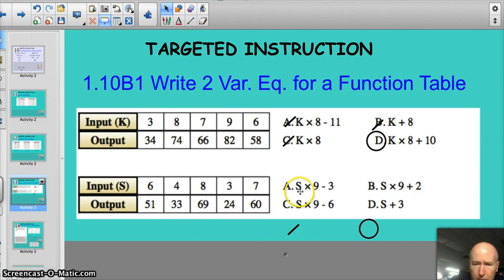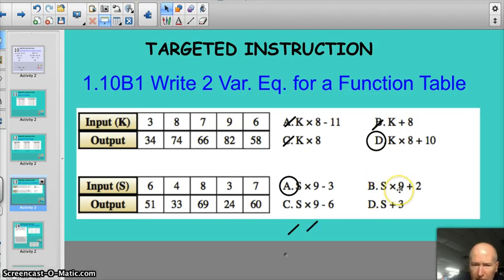So I'll start at the beginning. Let's put in 6. 6 times 9 is 54, minus 3 is 51. Well, I might have got the jackpot on the first one. Let me try this one. Put the 4 in. 4 times 9 is 36. Minus 3 is 33. It looks like this is the correct one, but I'll go through and double check these other ones.